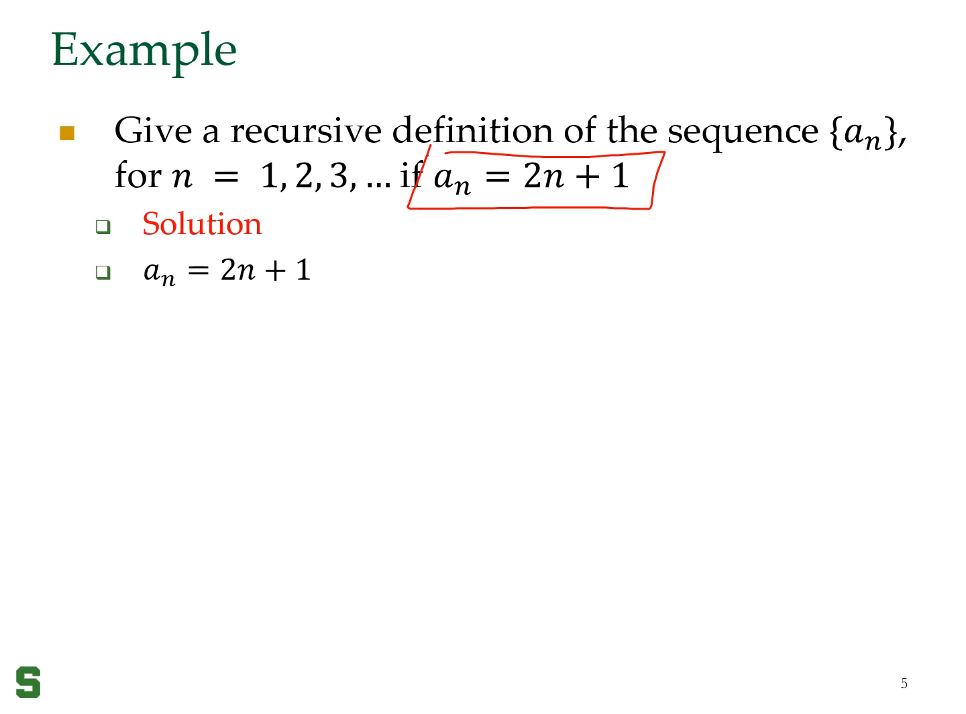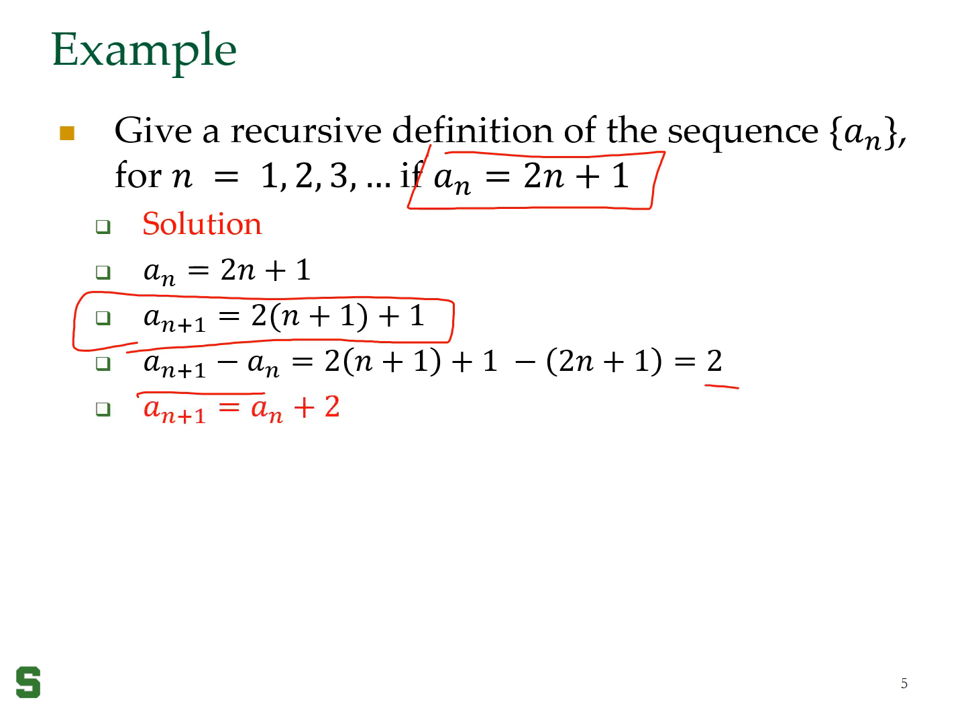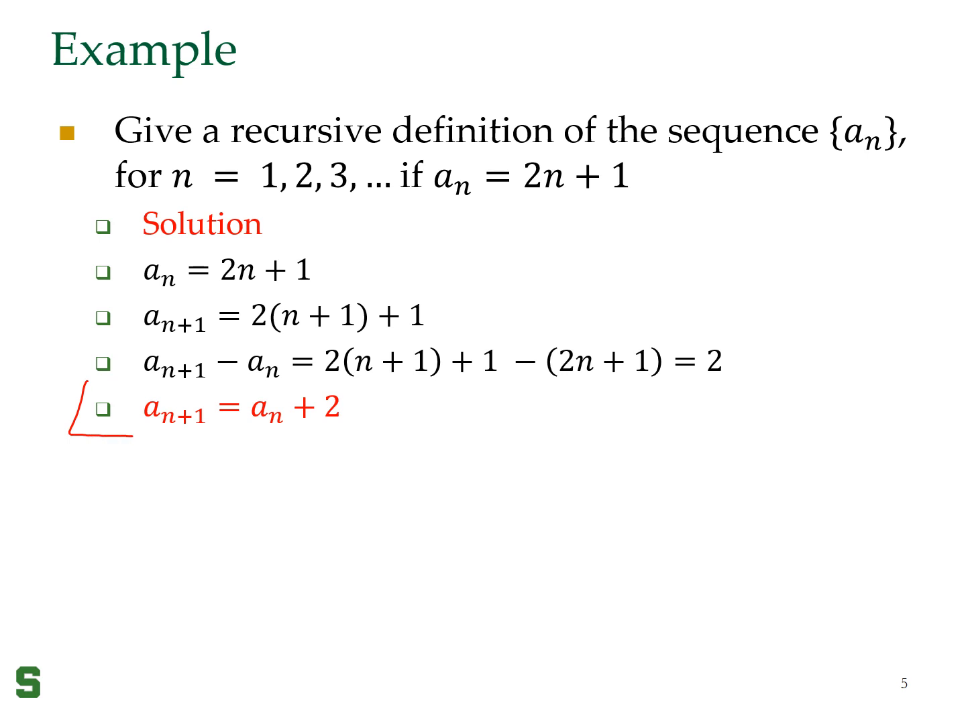So we can see that if an is 2n plus 1, a(n+1) is, we can substitute, 2 times (n+1) plus 1, and that means we can write a(n+1) minus an is equal to 2. That means we can write this as a recurrence relation or a recursive definition that says a(n+1) is equal to an plus 2. In order to make this definition work, I have to define one initial value. In this case, a1 is equal to 3 because that is something I can derive from this equation.